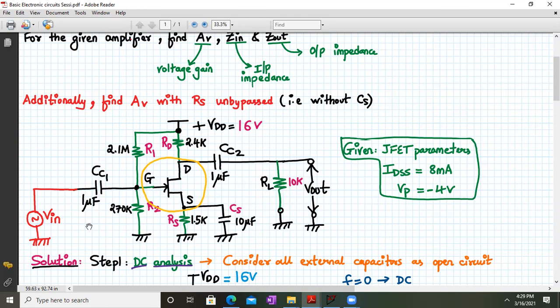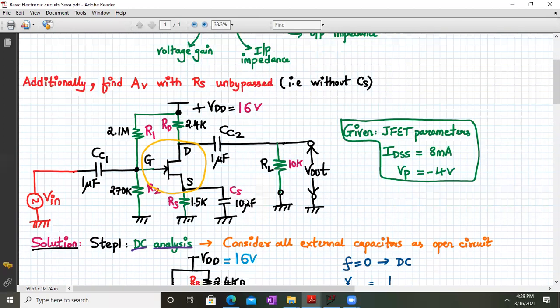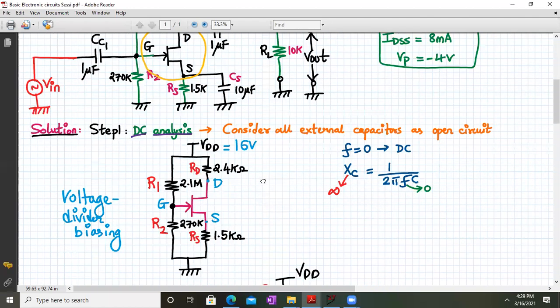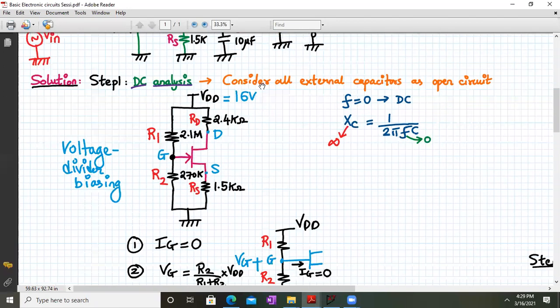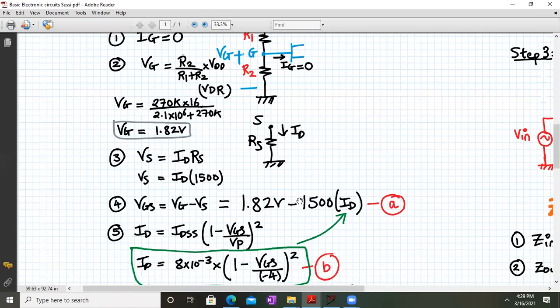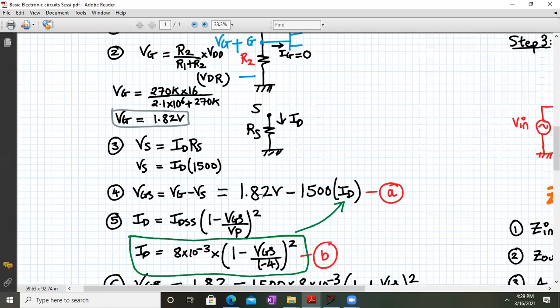So we were given all the external parameters of resistors and capacitors, as well as the JFET parameters. Let us quickly recall the steps we found. First we did the DC analysis. We open circuited all the external capacitors, and this is the circuit we got. From here we calculated VG, then we calculated VGS in the form of an equation. Then we calculated ID in the form of an equation.